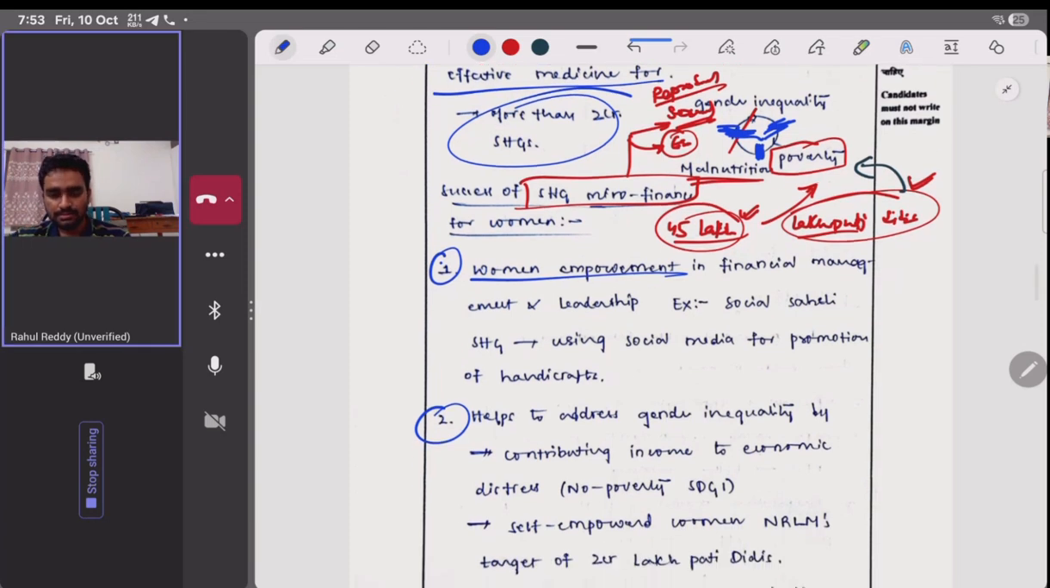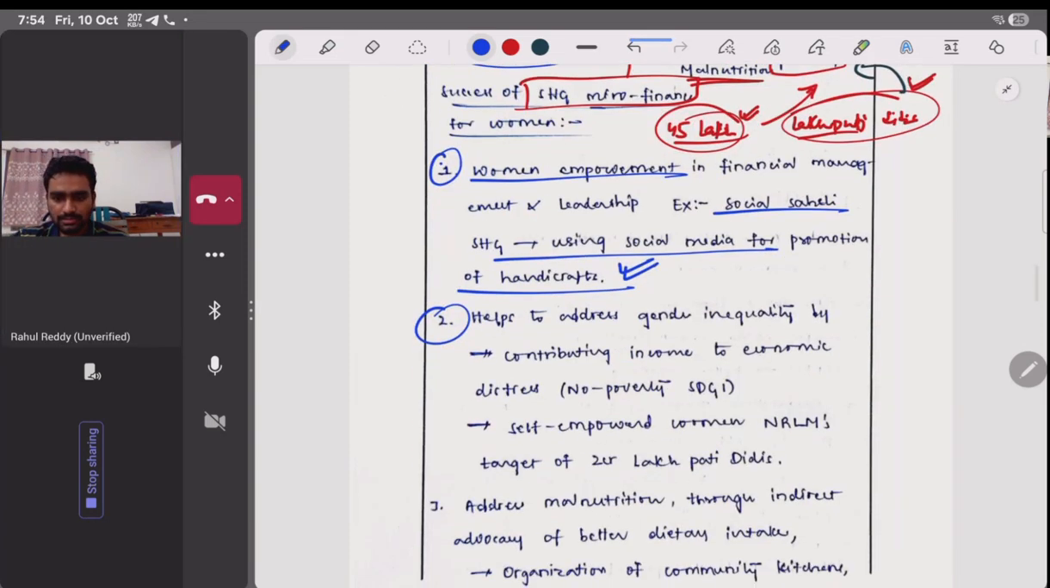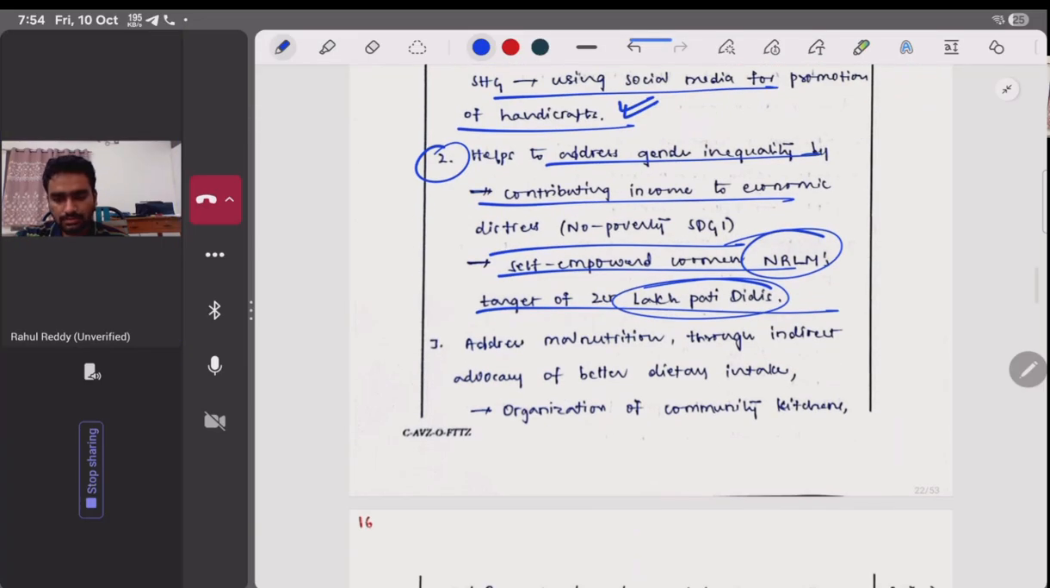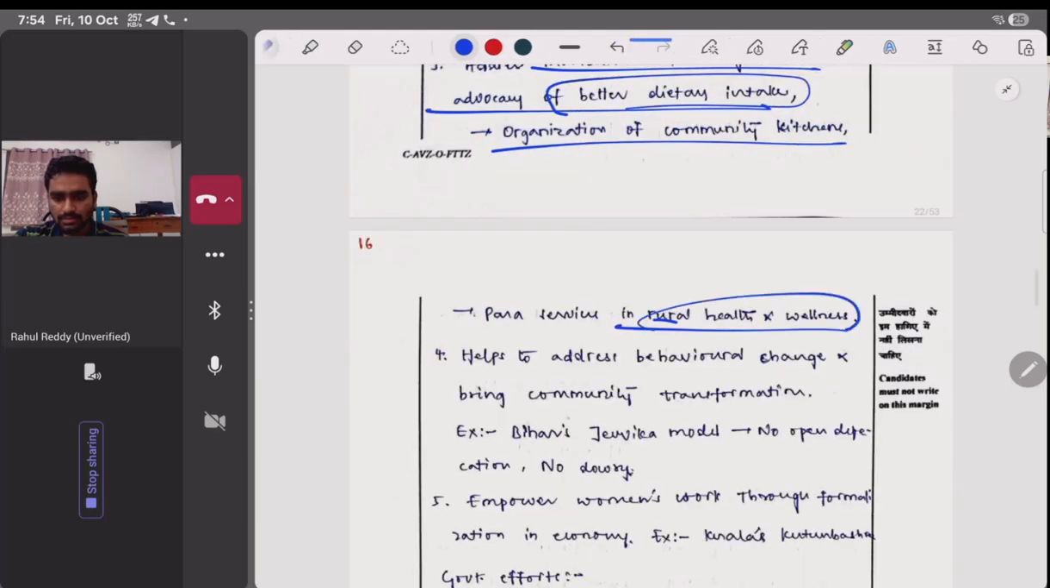Visibility: Saki Saheli, using social media for promotion of handicraft, of course, good. Then help to address gender inequality: self-employed women, NRLM, 2 crore Lakpati Didis, okay, target, good. Address malnutrition through indirect advocacy for better community kitchens, of course. Rural health and wellness. Put Kudumbashree here, yes, of course, Kudumbashree.